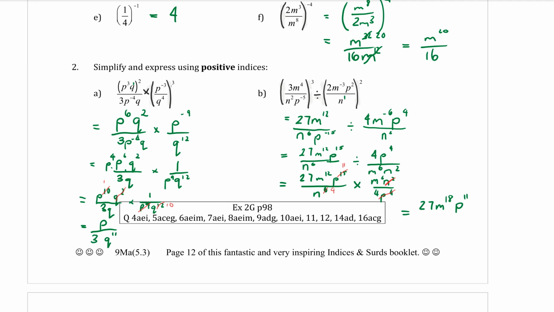On the bottom, the only big number we have is the 4. And the only letters that are left is the n to the power of 4. And that's it. Always check your final answer to make sure there's nothing that you missed in the cancelling. But that's it.